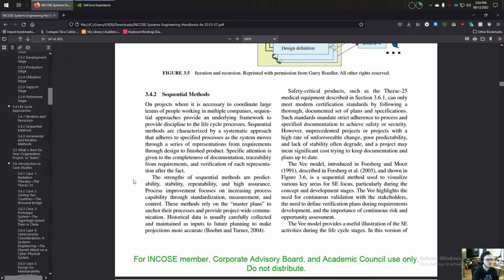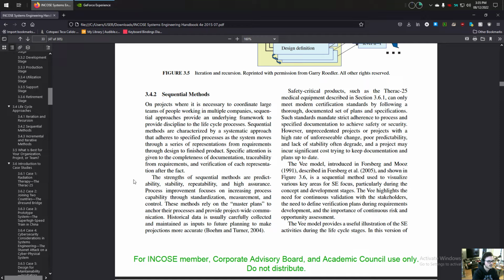Section 3.4.2 Sequential Methods. On projects where it is necessary to coordinate large teams of people working in multiple companies, sequential approaches provide an underlying framework to provide discipline to the lifecycle processes. Sequential methods are characterized by a systematic approach that adheres to specified processes as the system moves through a series of representations from requirements through design to finished product. Specific attention is given to the completeness of documentation, traceability from requirements, and verification of each representation after the fact.